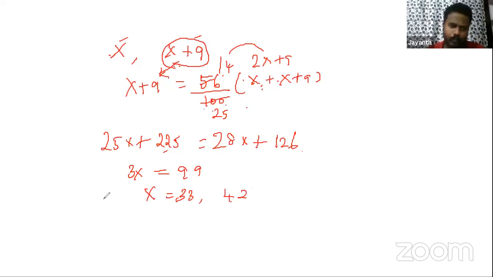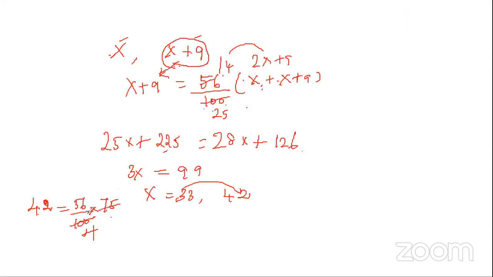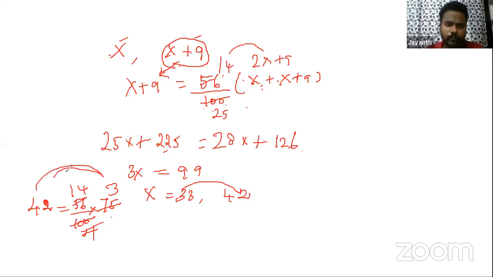அப்படின்னா இதுக்கு என்ன அர்த்தம்னா, 33 plus 42 is 75. 75க்கு 56%. 56% of 75 is nothing but 42. எப்படி சார்னு பாத்தீங்கன்னா 25 3s are 75, 14 3s are 42. அதுதான் இதுக்கு அர்த்தம். ரைட்டா? ஓகே சார்.